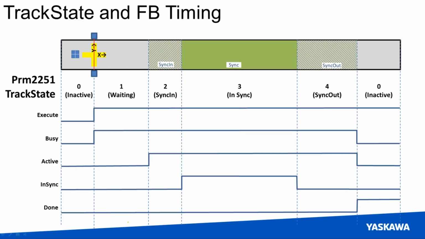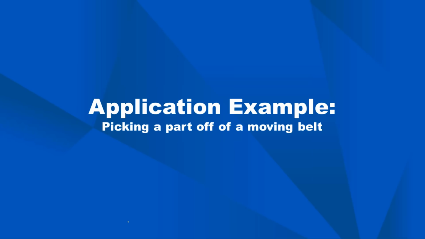Normally at this point, we would use that in sync output to execute maybe some PCS moves or actually perform some sort of operation on the part that we detected. But if we don't, then eventually the part will make it into the sync out zone. At that point, the in sync will go back to false. And if the part happens to go all the way through that sync out zone, then the done will come on, and the busy and active will go false.